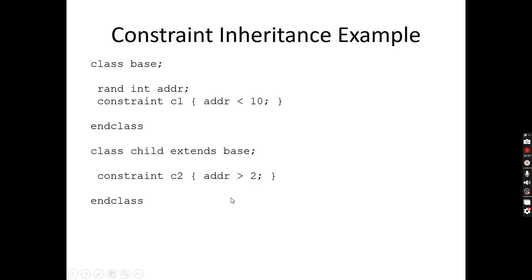Is there any conflict? No, right? So what is the range? It can generate values between 2 and 10. Greater than 2 means it can generate from 3 to 2 power 32 minus 1, and less than 10 means from minus 2 power 32 to 9. What is the common range between them? 3 to 9 is the common range of the child class. So if we randomize this child class, only values between 3 to 9 will be generated. That is constraint inheritance. We have to use different constraint names.